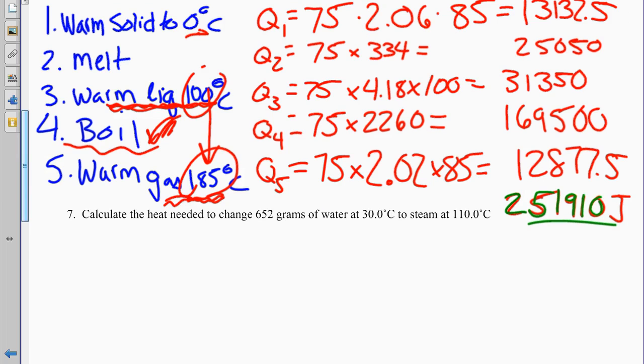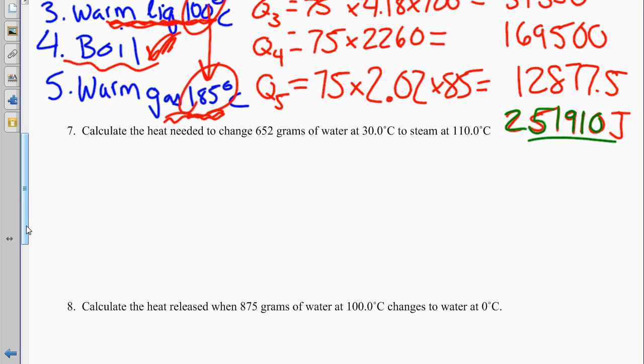I would have you pause the program again and try to see if you can calculate the heat needed to change 652 grams of water at 30 degrees, and I'm going to heat that up to steam at 110 degrees. See if you can pause the program and take care of that one. All right.